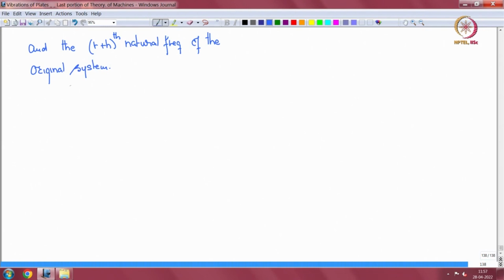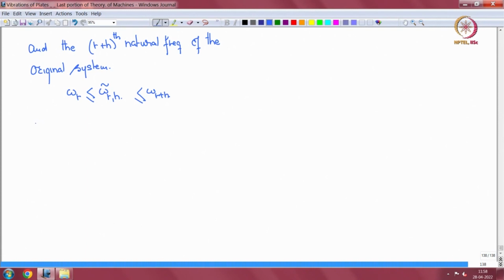Okay. So, what is it? This is the rth natural frequency of the original system. This is the r plus hth natural frequency of the original system, and they bound the new rth natural frequency with h constraints. Okay. So, what does it mean for us in terms of admissible functions?